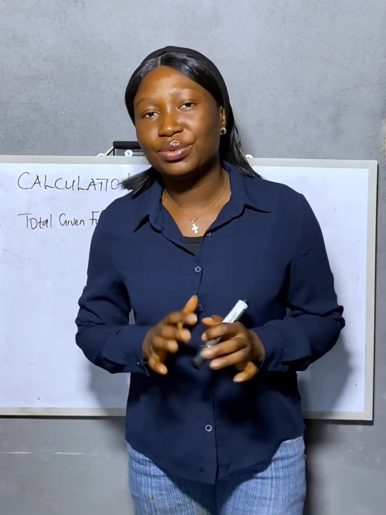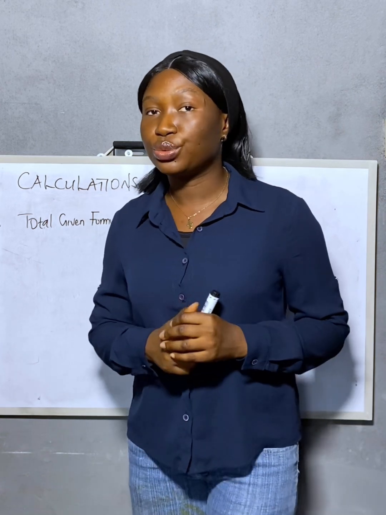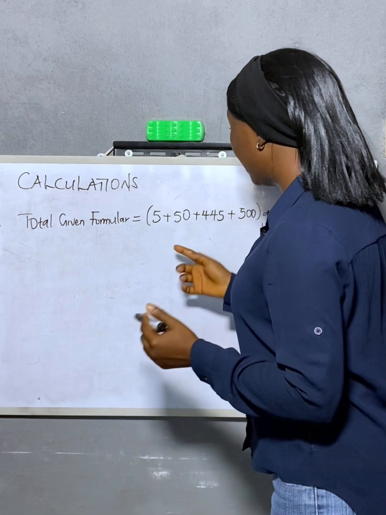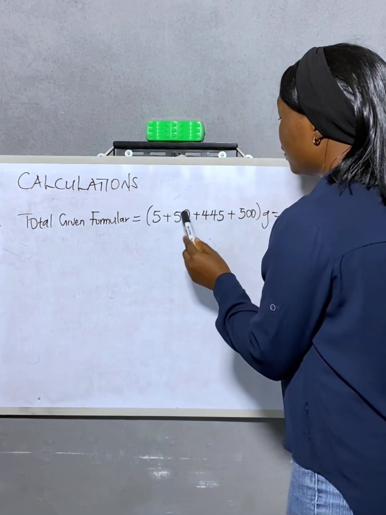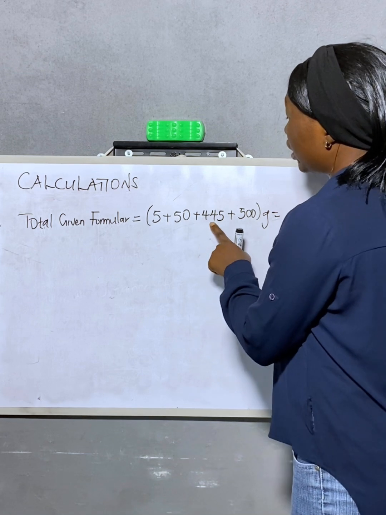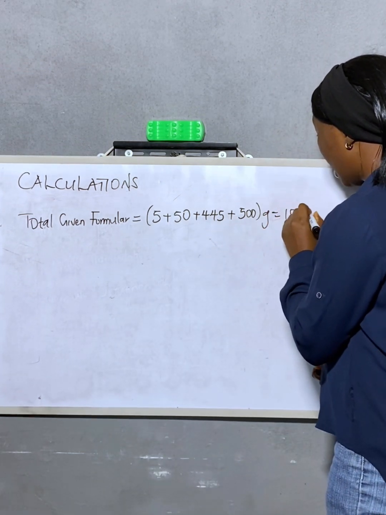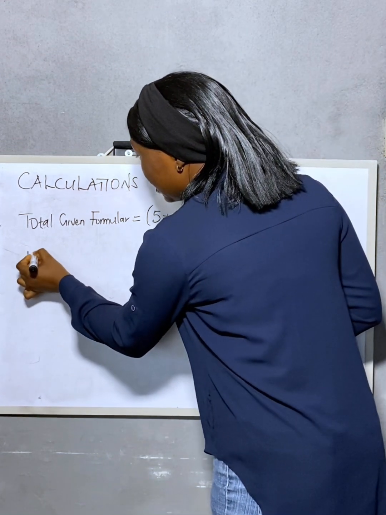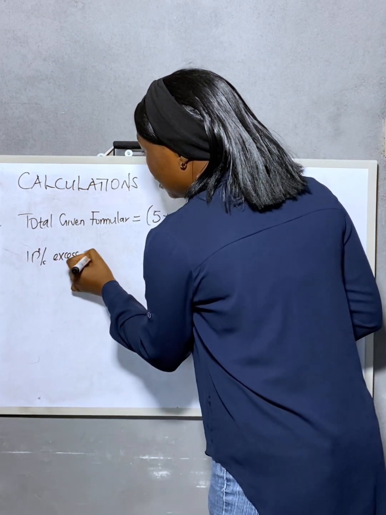Now we go right ahead into our calculations, and for calculations, the first thing you will do is to get your total given formula, which is 5 plus 50 plus 445 plus 500 gram, which is equal to 1000 gram. Now, to calculate for your 10% excess, you will have it as this.